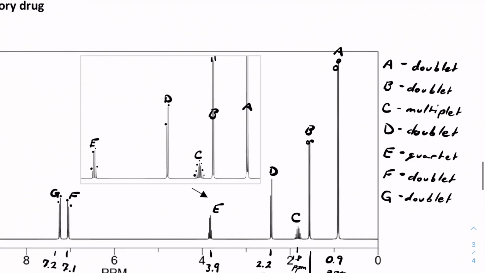Alright, so what those words are telling us is just how many peaks there are within each signal, and that's going to give us a better understanding of how the protons at those signals are oriented in the molecule. And so then we can count.